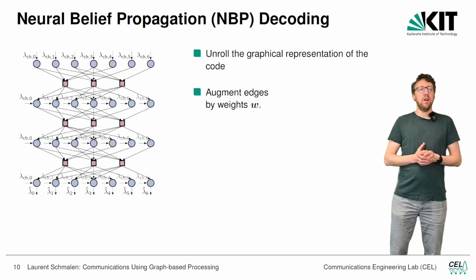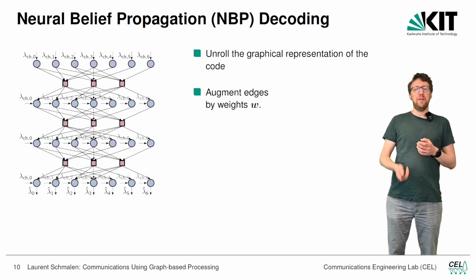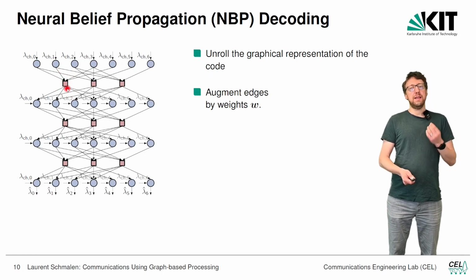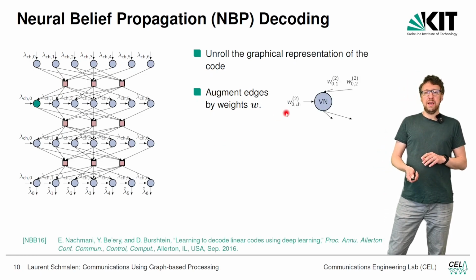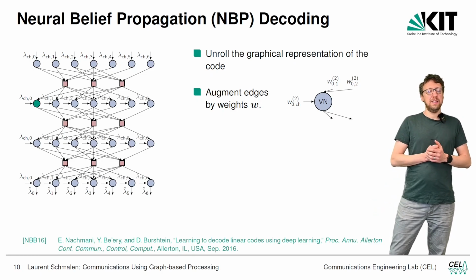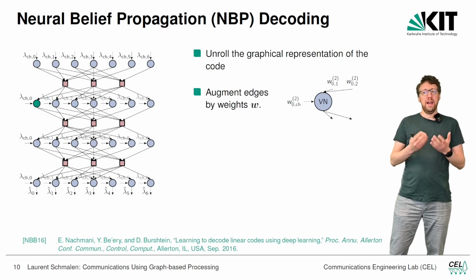So what we do is we unroll the graphical representation of the code, as we have seen. Then what we do next is we augment the edges by some weights W. So instead of calculating some values inside these computing elements, we now take these values and multiply them by some weight W. If we look into the detail, we see that we take the input messages flowing into this node, we multiply them each by an individual weight, and then we calculate output messages. You can see down below the reference where this algorithm was first proposed, a very seminal paper that I highly recommend reading if you're interested in this topic.